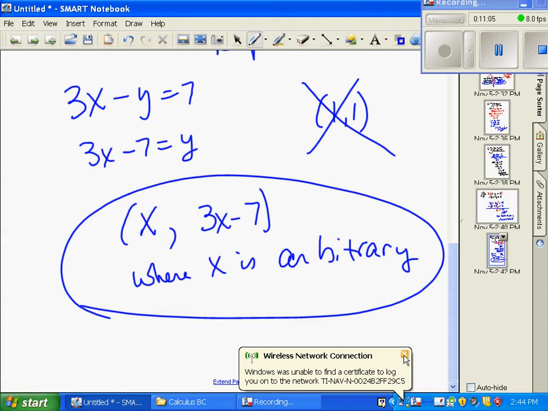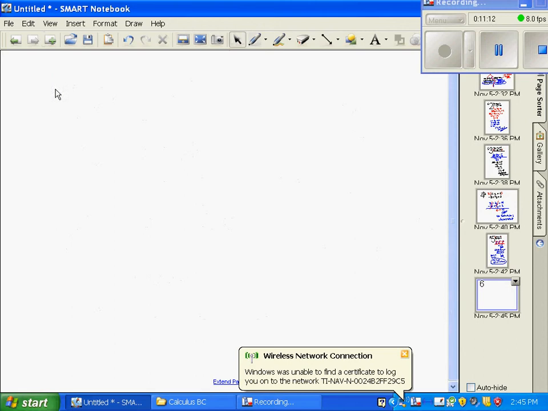Example 5. Oh, that one looks fun. I see three variables, x, y, and z. So example 5.